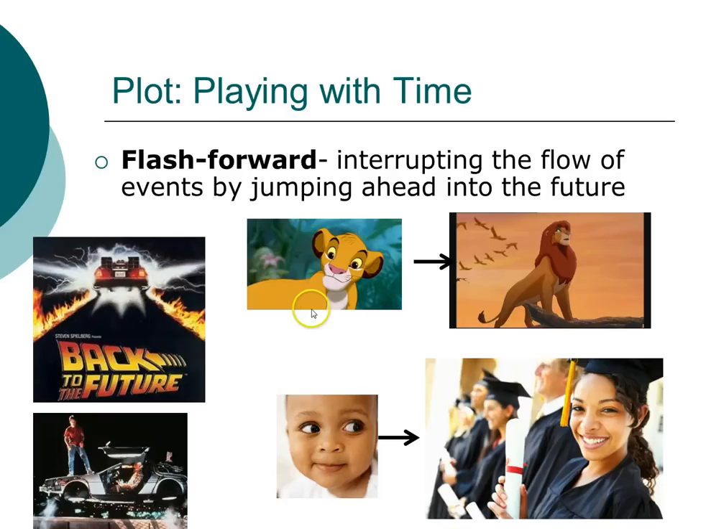Another classic example of this is Simba. So Simba is a young cub and he leaves. And then you'll remember magically after meeting Timon and Pumbaa, we see him walking through the jungle and he grows up in the space of like 30 seconds. So that's another example of flashing forward in time. So you start at one point and then you leap far ahead into the future.